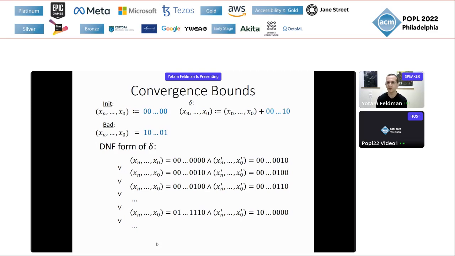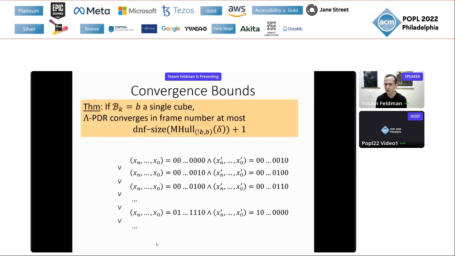in disjunctive normal form, this is actually the smallest representation of this transition relation formula, and it involves an exponential number of terms. But to apply the theorem, we want to take the monotone hull of the transition relation formula, and here the subscript is a set of states, or transitions really, over two copies of the vocabulary. So in the post-state, we take the monotone hull with respect to BK, which is assumed to be a single cube. In the pre-state, we take the monotone hull with respect to the bitwise negation of the same cube.